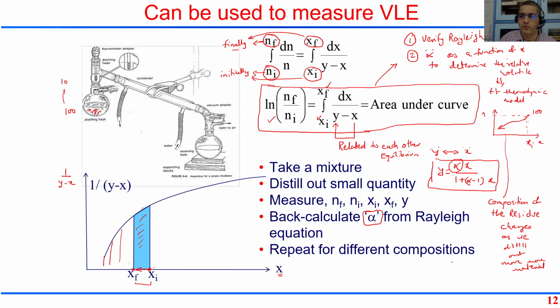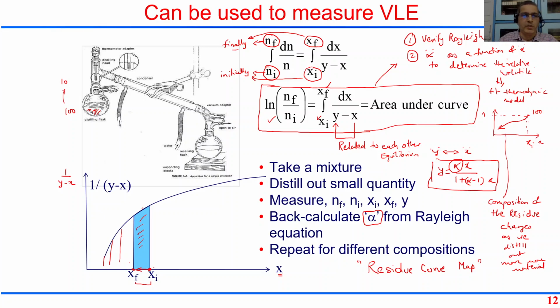So what we mean is how the residue composition changes. That's why this is called a residue curve map, how the residue composition changes. So we call that a residue curve map. We'll see more about how to generate this residue curve map now.